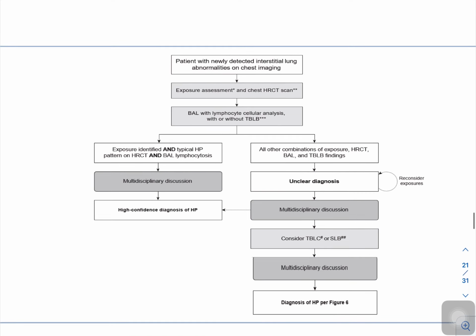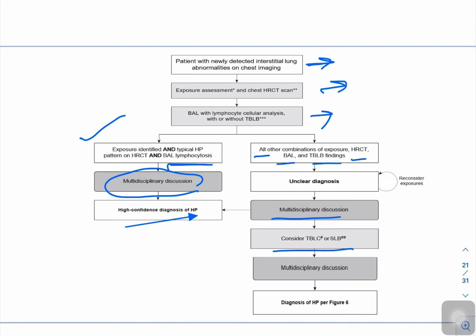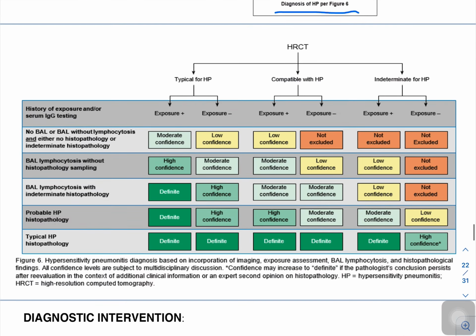So let's come towards this flow chart. Patients with newly detected ILD abnormalities on chest imaging get exposure assessment and chest HRCT scan, BAL with lymphocytosis cellular analysis, with or without transbronchial lung biopsy. If exposure is identified and there is a typical HP pattern on HRCT and BAL lymphocytosis, conduct an MDT, and this results in a high confidence diagnosis of HP. If all other combinations of exposures, HRCT, BAL and TBLB findings are unclear, again discuss in MDT, consider transbronchial lung cryobiopsy or surgical lung biopsy, and diagnose HP as per this figure.